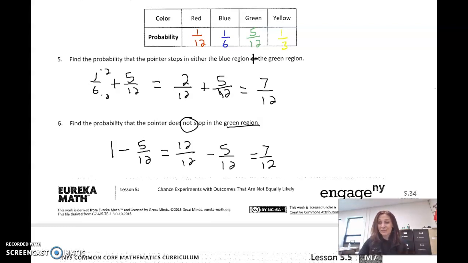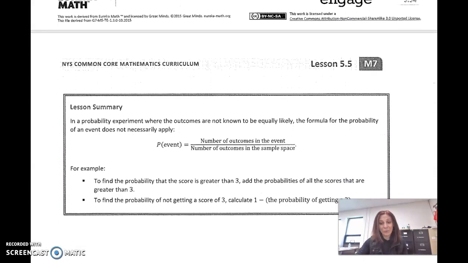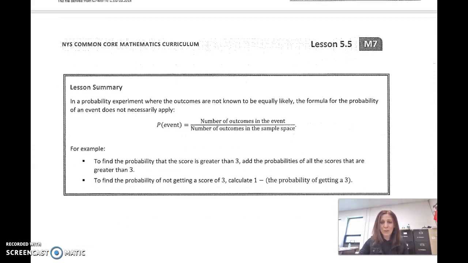All right, main purpose there, don't be intimidated by fractions. We do everything the same. We just use fraction operations, right? What we know about that. Probability doesn't change, even when outcomes are not equally likely. Outcomes in the event divided by total. Sometimes we're going to have to add more than one probability together. And the big thing here is if we want everything but one thing, you can go 1 minus that, because probabilities always have to add up to 1 when you're talking about all the things in a sample space.